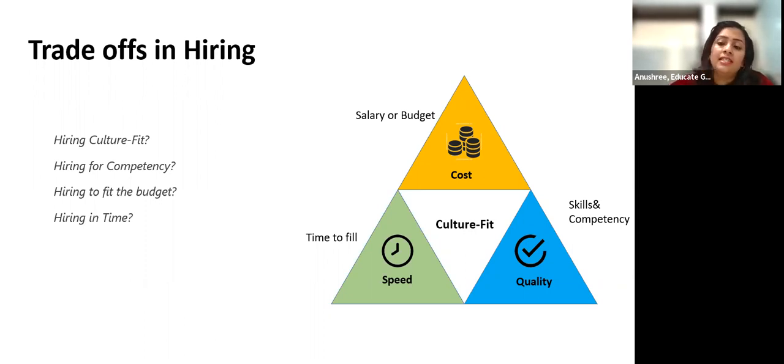So these are the trade-offs that you will have to manage, and it's important how you see what's most important to you while you have the right culture fit. Are you okay to give somebody a higher salary and get in the right competency? Does that help you? It depends on what stage you are at, what your organization's goals are, and what the strategic goals in the future are, and that's how you will have to manage it.